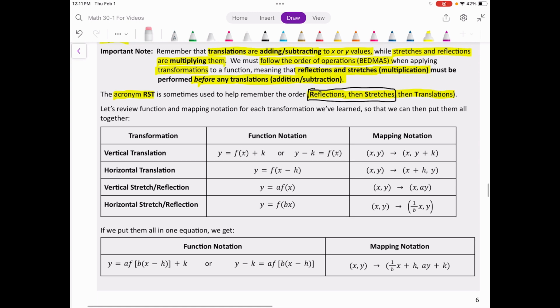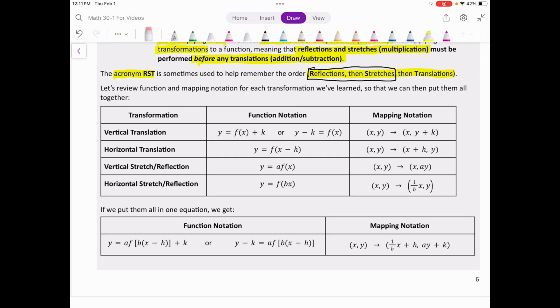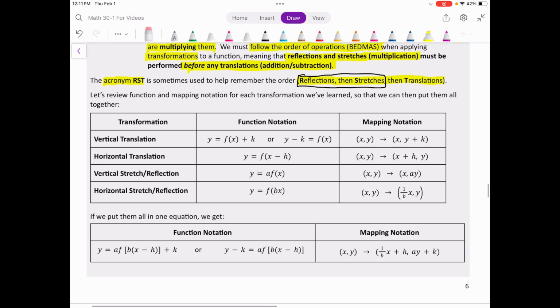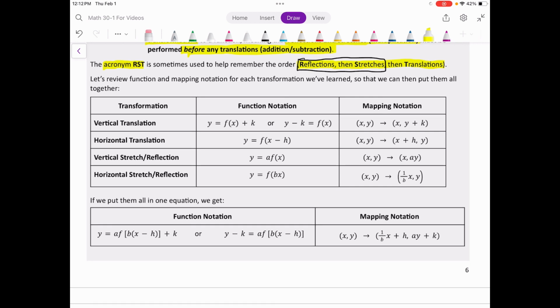Okay, so let's just review what we saw individually for each of these, for translations, for stretches, and for reflections. The function notation, remember, showed us, generally speaking, what we are doing to the original function with this transformation, right? So for a vertical translation, we're adding something to all the y values. So y was equal to f of x, but we're going to add k to it. You sometimes see it written this way too. Personally, I prefer this. It just feels a little more intuitive, but sometimes you do see it as y minus k equals f of x. You can see that if we just add k to both sides, we get this one, okay?